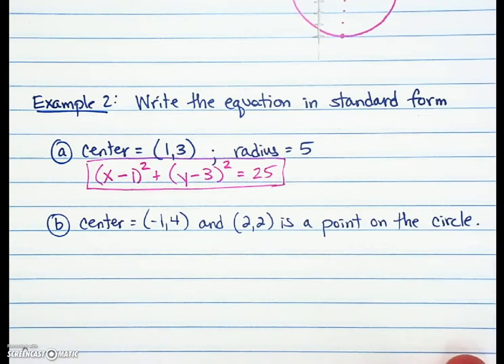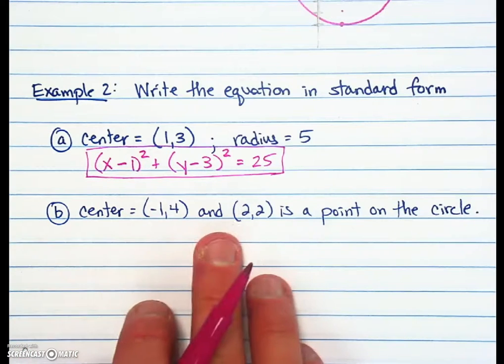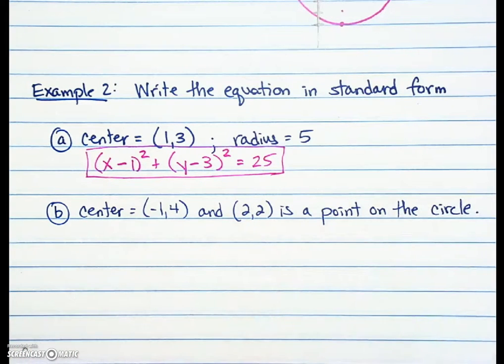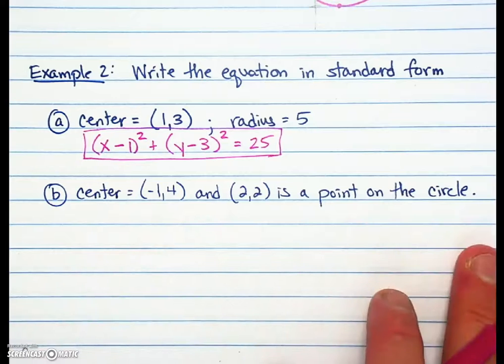Straight up, straightforward, very simple there if you got the center and the radius. Okay? All right, let's look at the second example. Here I have the center, but then I have a point that is on the circle. Okay? So in order to write my equation, I need the center, which I have, but then I need the radius. And in this case, I do not have the radius.